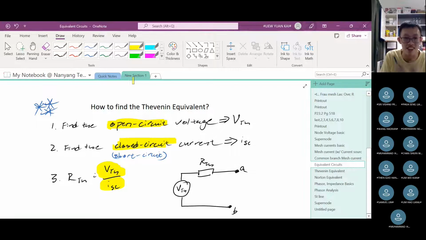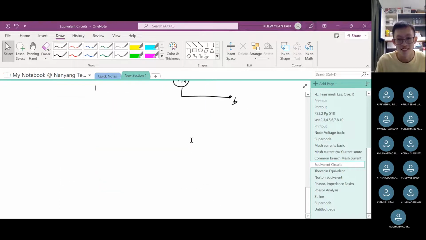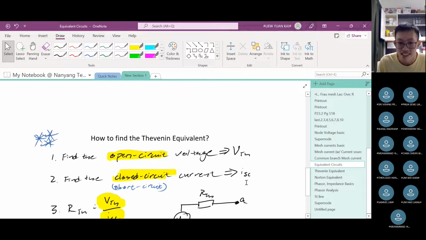Open circuit voltage, closed circuit current. Take the first answer divided by the second answer. Okay, got it? Now, the Norton equivalent, I tell you what, once you know this, finding the Norton equivalent is literally 2 seconds away. Once you know this whole method, you're 2 seconds away from knowing how to do the Norton equivalent. So with that, let's do an example.